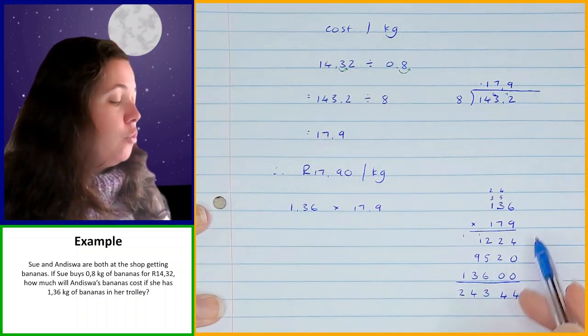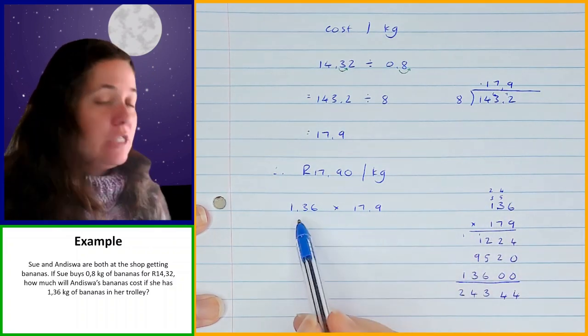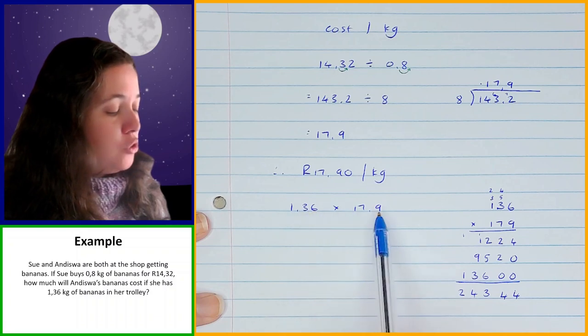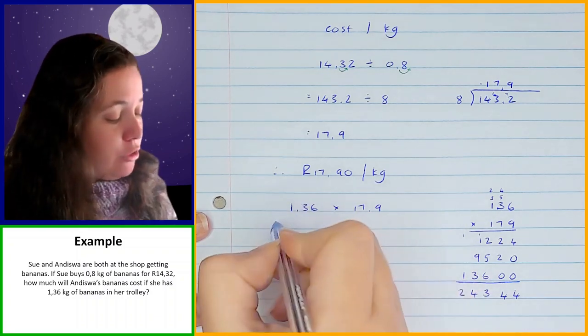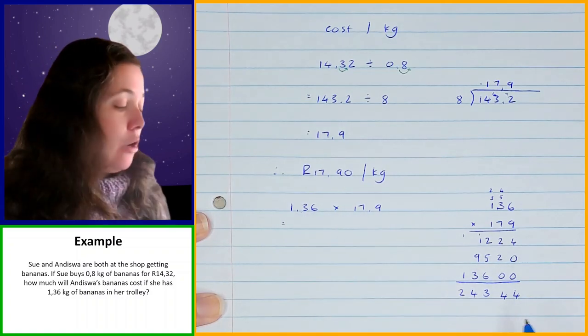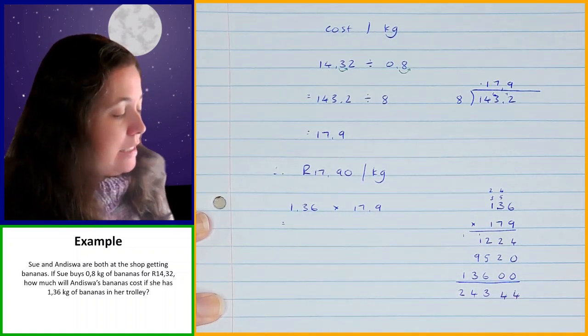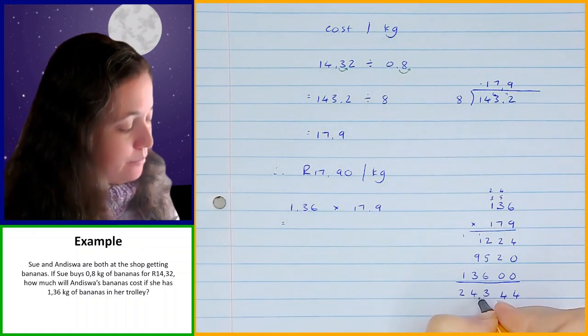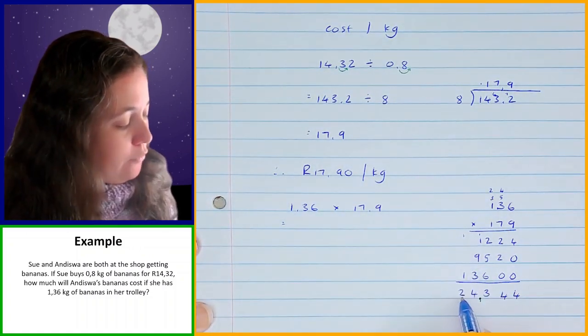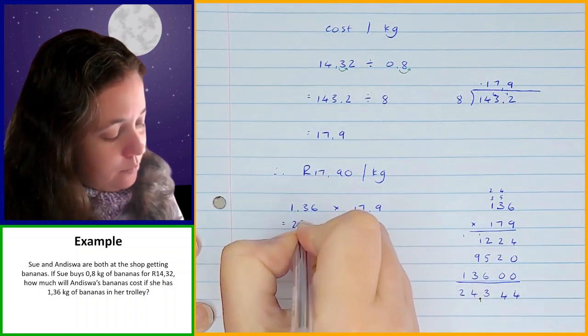Okay, so now that I know what I get when I multiply those together, I need to look and see where my decimals are going to be. So I've got over here 1, 2, 3 decimal places. So remember, we need to have 3 decimal places in our answer. So our decimal point is going to be over here. Okay, so that gives me 24.344.